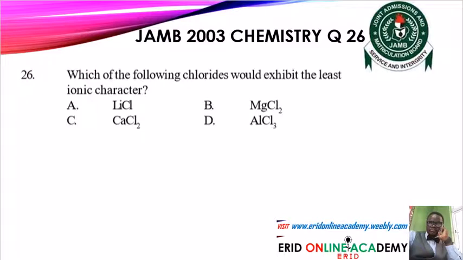Alright, let's look at JAMB 2003 question 26. Which of the following chlorides would exhibit the least ionic character? A. Lithium chloride, B. Magnesium chloride, C. Calcium chloride, and D. Aluminium chloride.